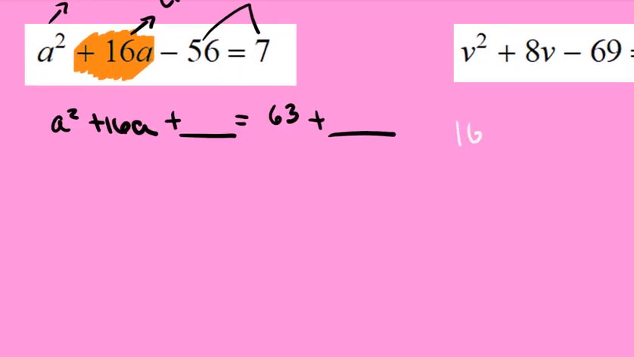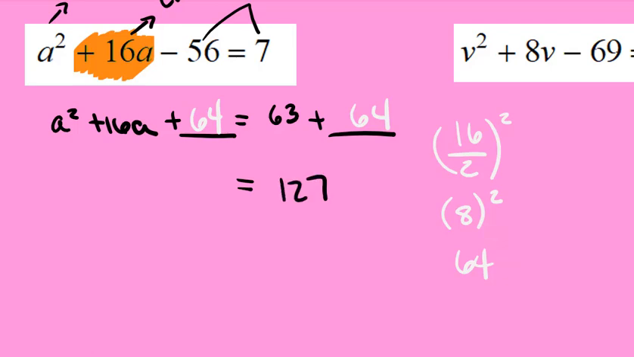So 16 divided by 2, we're going to square that. 16 divided by 2 gives me 8. And when I square 8, I get 64. So 64 is going to be added onto the right side and the left side. When my quadratic term has a coefficient of 1, I just simply add 64 to both sides. Now on the right side, when we do our arithmetic, add them up, you get 127.